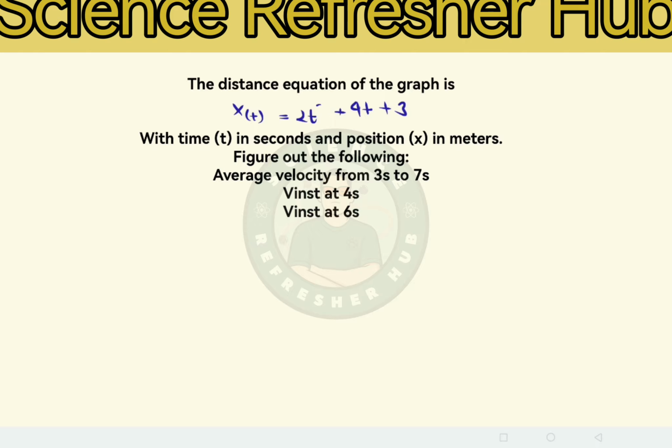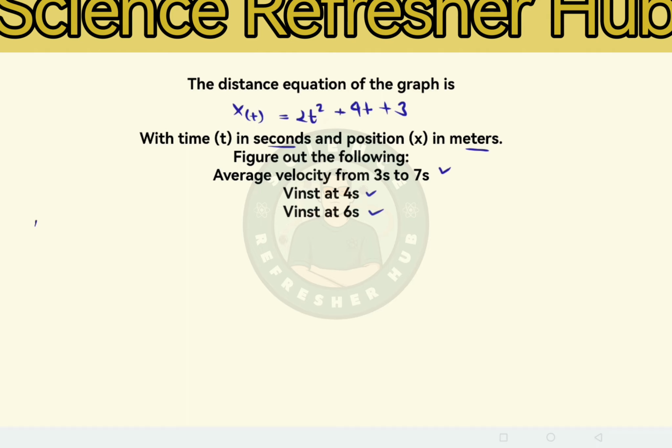Okay, it's squared. And let's get the following: the average velocity from 3 seconds to 7 seconds, the v-ins at 4 seconds, and the v-ins at 6 seconds. Remember, our time is in seconds and position is in meters. These are our units after we get the values of the following tasks here.